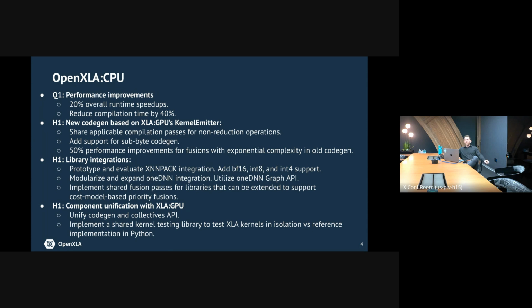Library integrations. We think these are also going to be pretty critical for CPU performance. We're prototyping XNNPACK integration. This adds BF16, int8, and int4 support for optimized kernels. We'll modularize and expand oneDNN integration, utilizing the Graph API for better fusion. We'll also build shared fusion passes for libraries to intelligently leverage them based on performance.